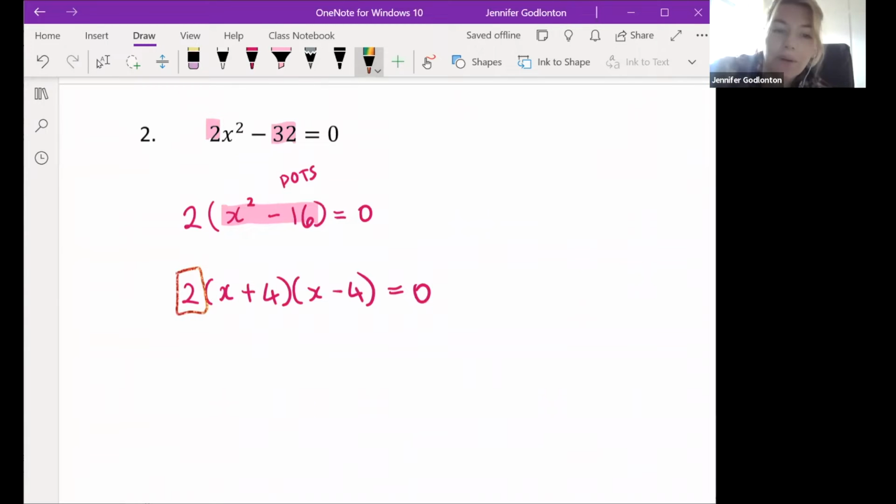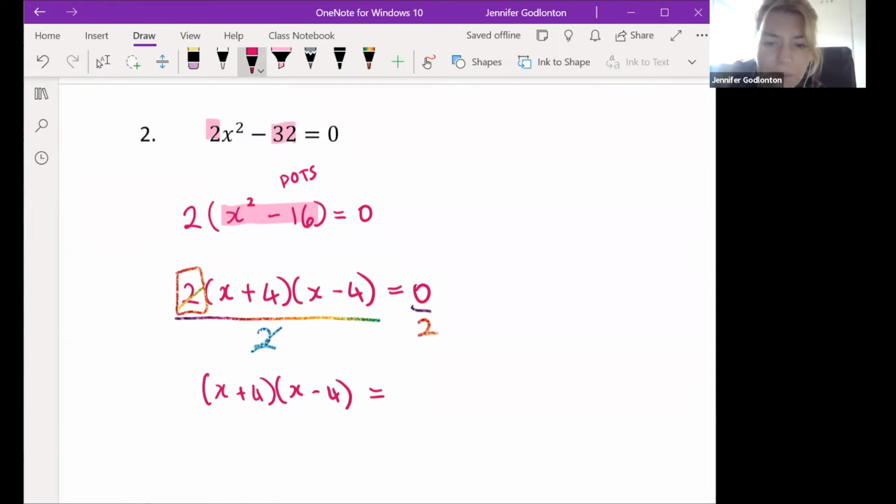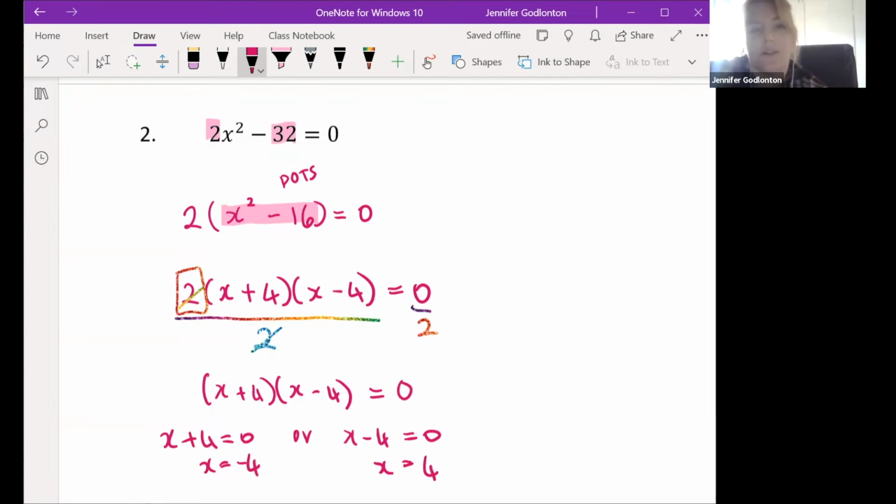Yes, ma'am. Okay, but remember, when we have a number that's chilling there, if we divide that side by 2 and we divide that side by 2, then that 2 goes away. So when we have a number that's chilling on the outside of a bracket like that, we can just drop it. But if you wanted to see it, you can leave it like that. So I'm guessing then it would be x plus 4 is equal to 0, or x minus 4 is equal to 0, and then x is equal to minus 4, and then x is equal to positive 4. Perfect. Nice. Good.